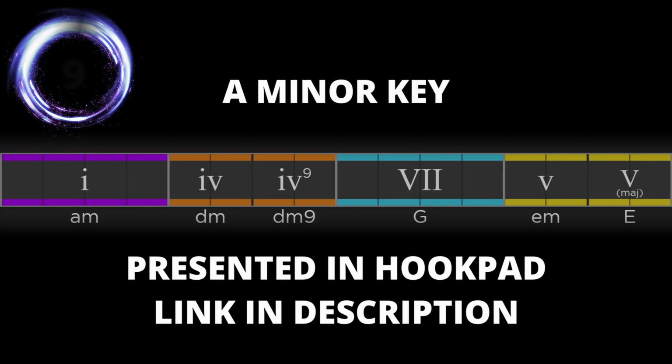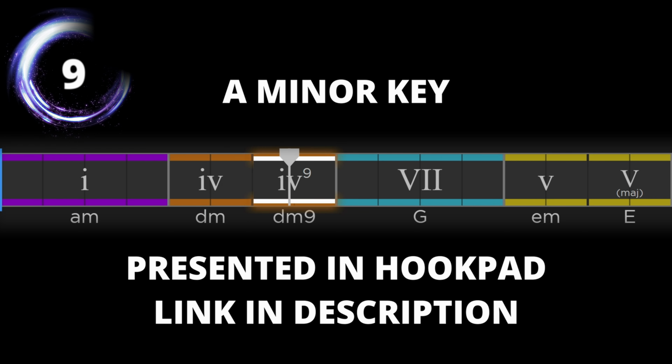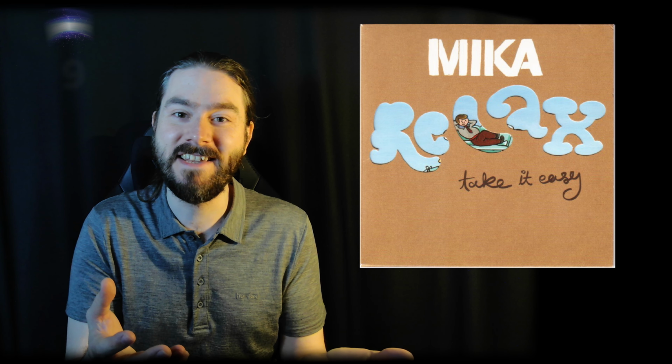Next at number 9 is 1, 4, 4 minor 9th, 7, minor 5, major 5. This is the first look at the use of the major 5 chord. This is a borrowed chord from the parallel major key, also known as a reverse polarity chord. It helps to generate tension and resolves when the 1 chord is played next, reinforcing the minor key. Find this example in Relax, Take It Easy by Mika.